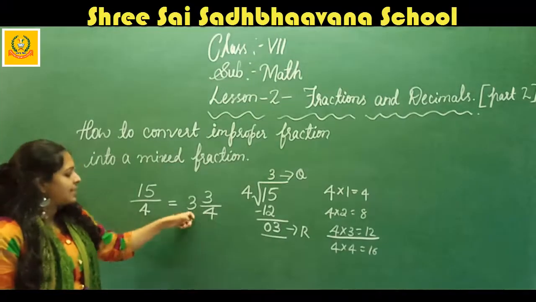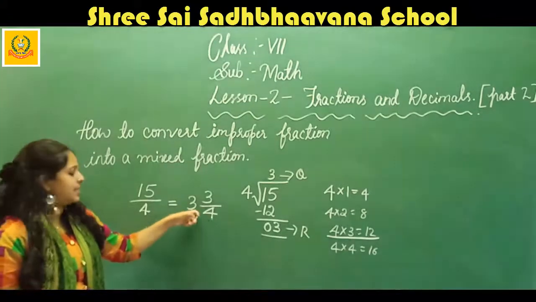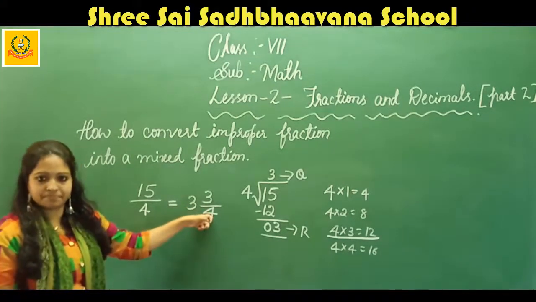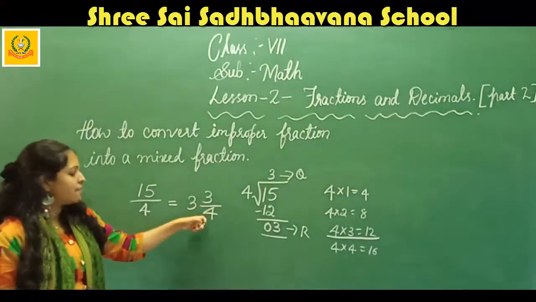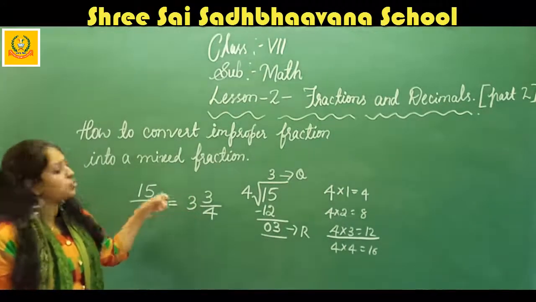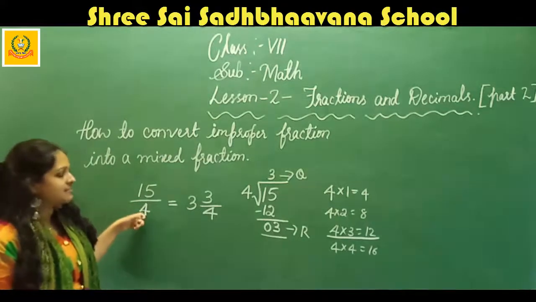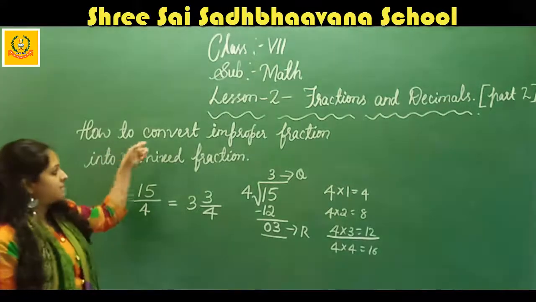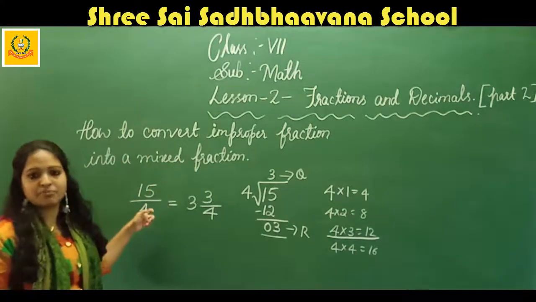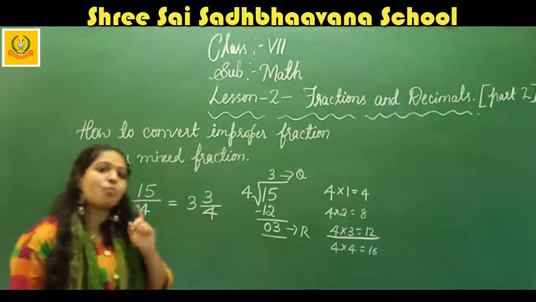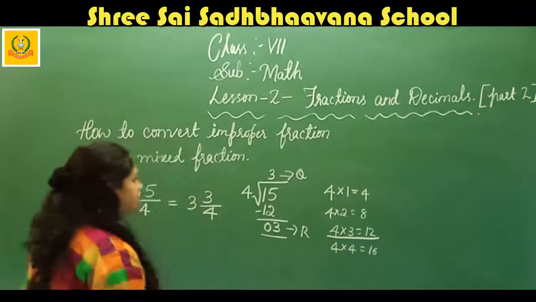Understood? 4, 3, 3 by 4. This is 3, 3 by 4. Clear? If you want, you can multiply and check, you will get this answer. I hope you understood. In this way you have to convert the improper fraction into a mixed fraction. If you want, let me give one more example to you.